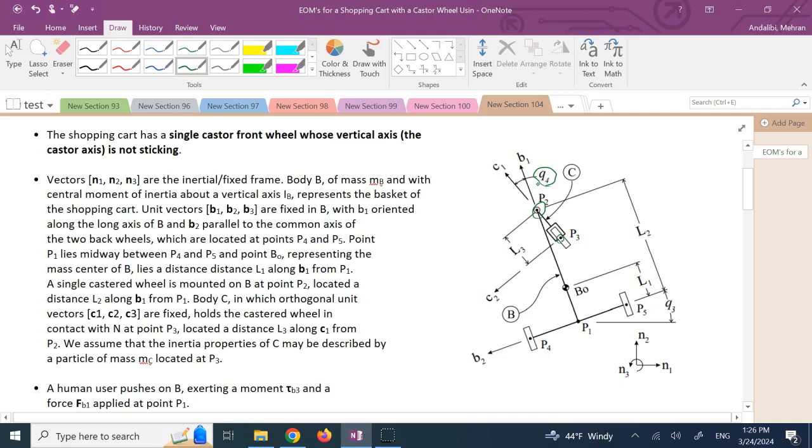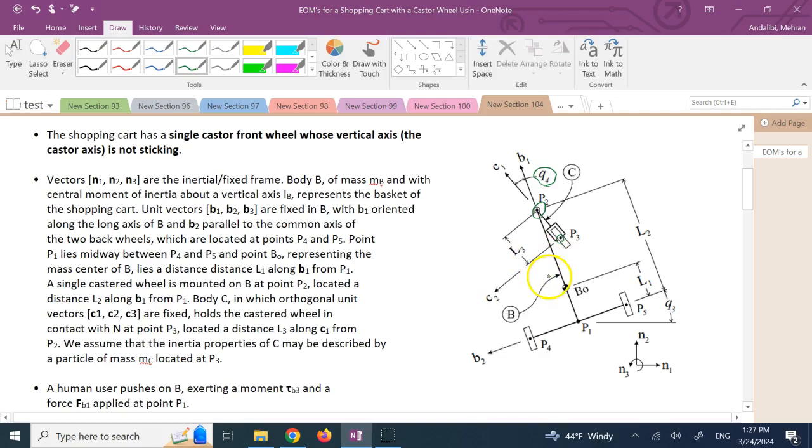And we want to derive the equations of motion for this. So what frames and rigid bodies do we have? The first rigid body is rigid body B, which is the entire shopping cart. The second one is rigid body C, which is this arm connecting the caster wheel to the shopping cart. This is the top view, and we have three tires with centers at P3, P4, and P5. P4 and P5 are the back wheels, and P3 is the caster wheel.